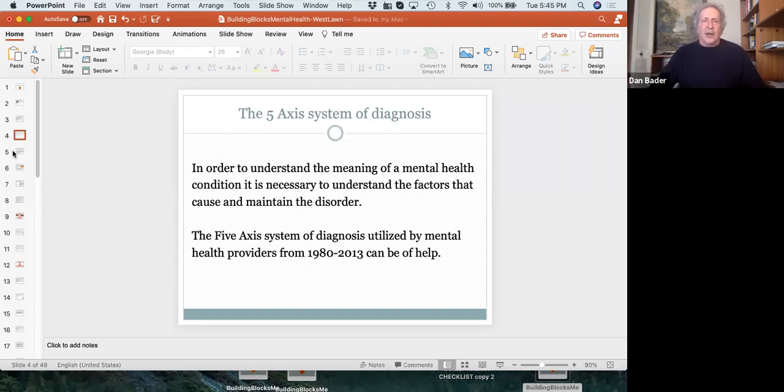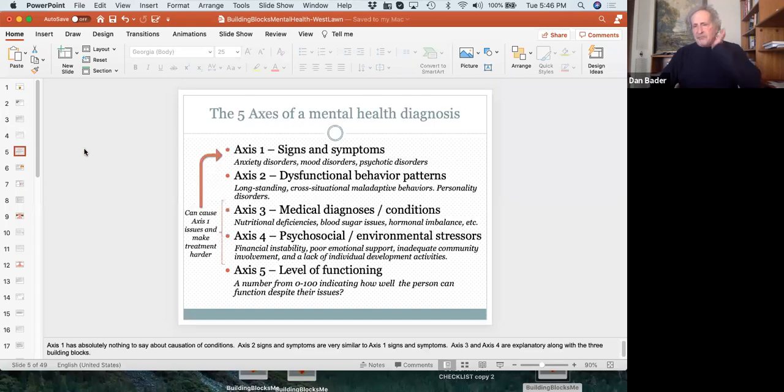So let's take a quick look at some of this. Here are the 5 axes of a mental health diagnosis that was prevalent from 1980 to 2013. In 2013, they took away this system, which I'll talk about if there's time. When we look at the axes, we have 5 of them. Axis 1 concerned signs and symptoms.